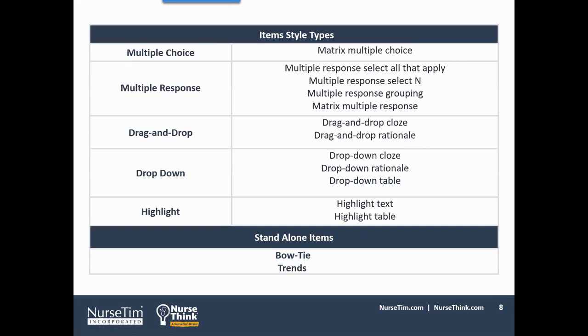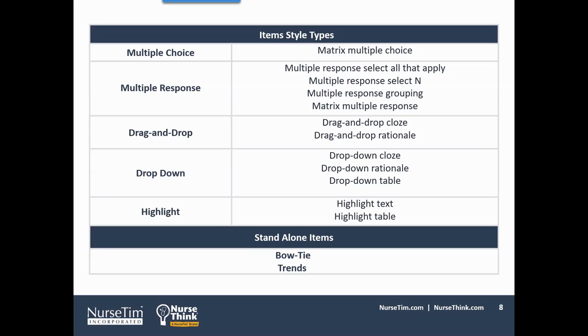So let's look at the different item style types that we have seen introduced by National Council. The 5 main categories you're going to find on the left-hand column of this table right here: multiple choice, multiple response, drag and drop, drop down, and highlight items. On the right-hand side are examples of ways in which we have seen pilot items presented on different platforms in different venues by National Council.